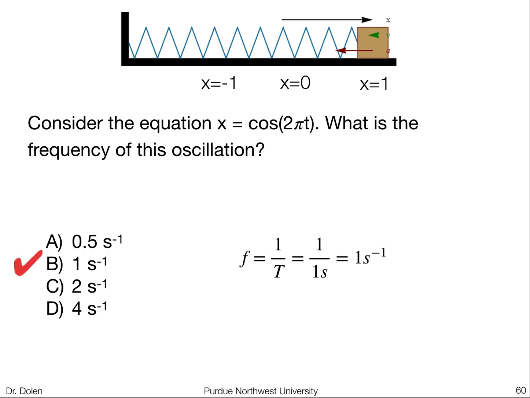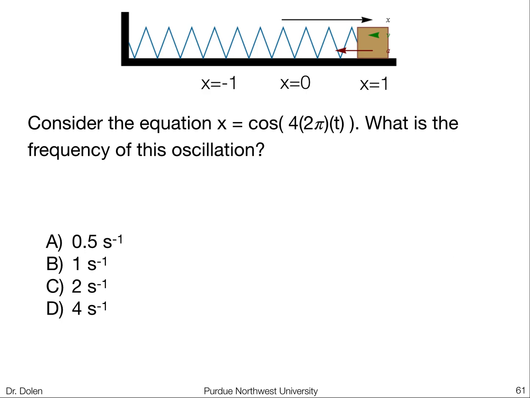We know that frequency is related to period. If the period is 1 second, it takes 1 second to go through 1 complete cycle. That means it's also oscillating once per second. So relating frequency and period is relatively easy. Okay. Now what about this equation? Consider the equation 4 cosine of 4 times 2 pi times t. Pause the video, think about what is the frequency of this oscillation.